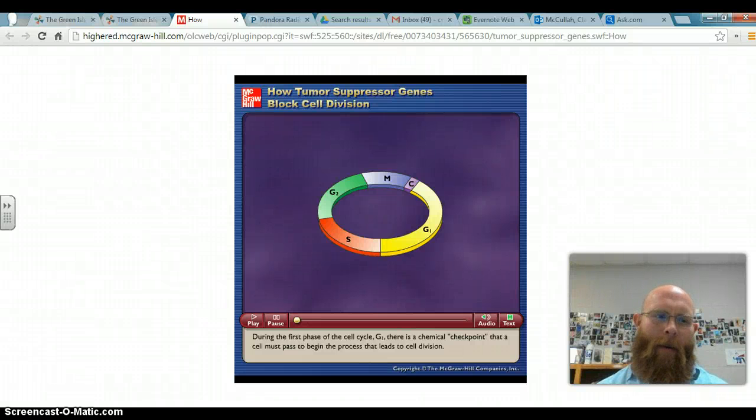All right, let's talk about the concept of regulatory cascades specific to the G1 checkpoint involving its tumor suppressor genes.